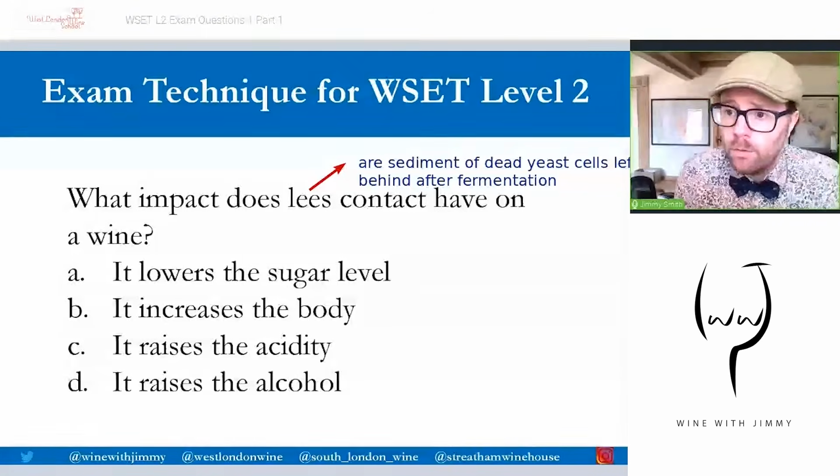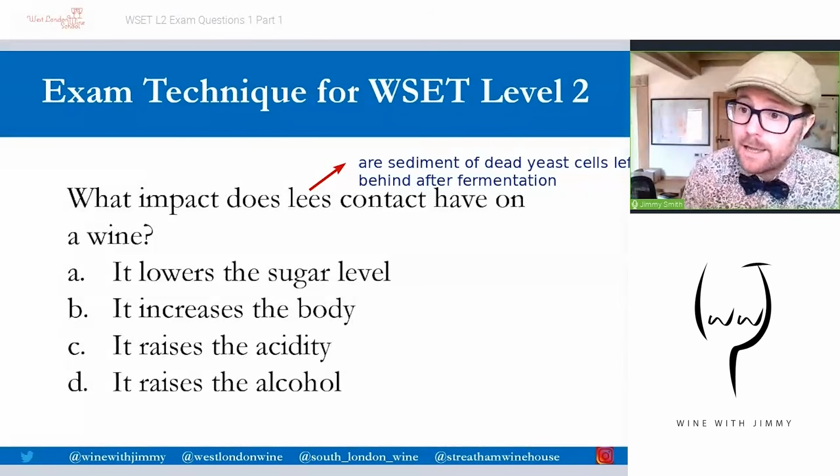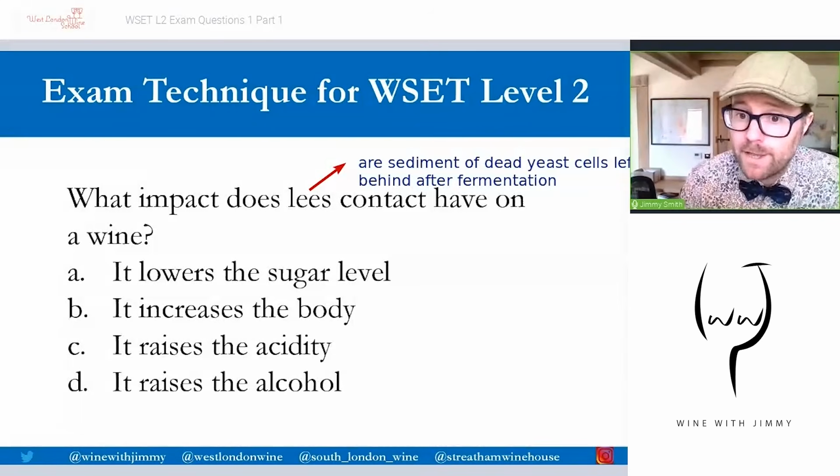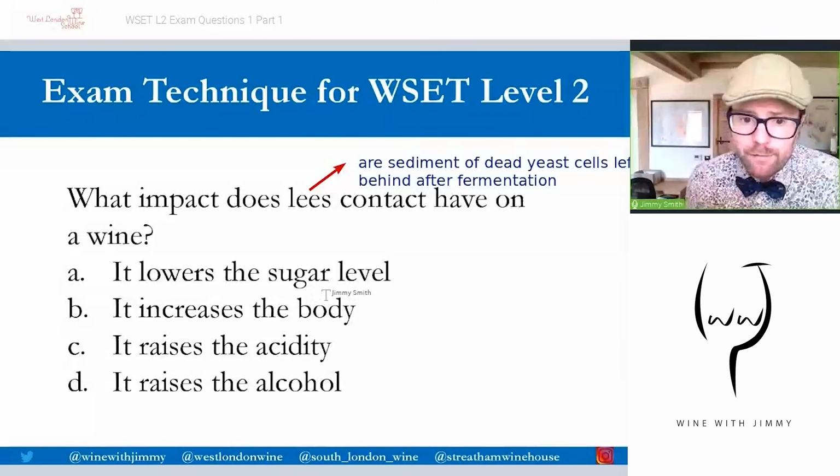So now we need to know exactly what that can do to a wine if the wine is actually kept in contact with those dead yeast cells. Okay, now they're not going to have any effect really on sugar levels. So it's not going to lower the sugar levels.